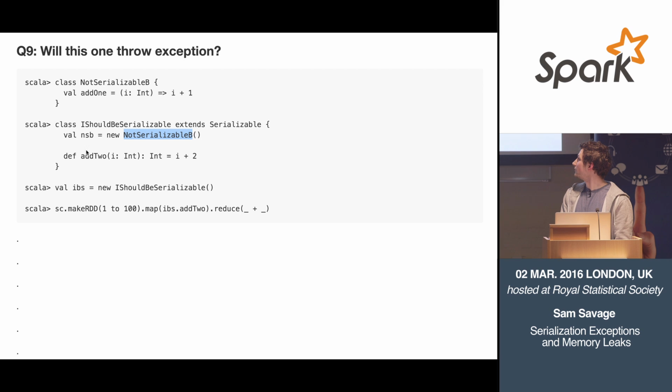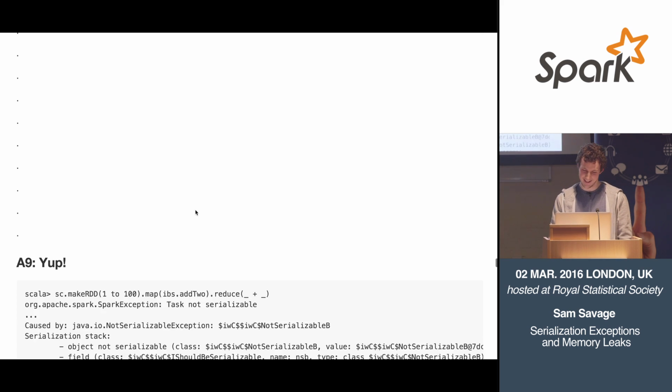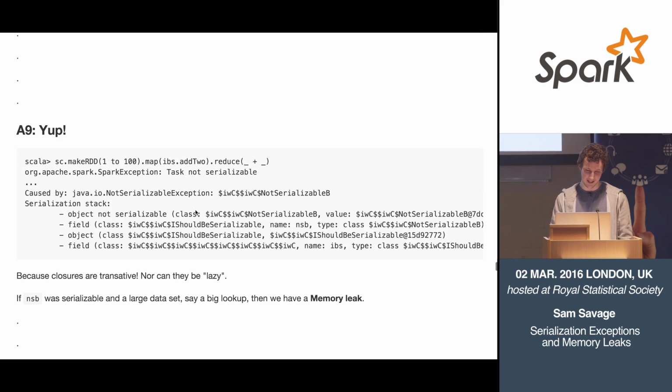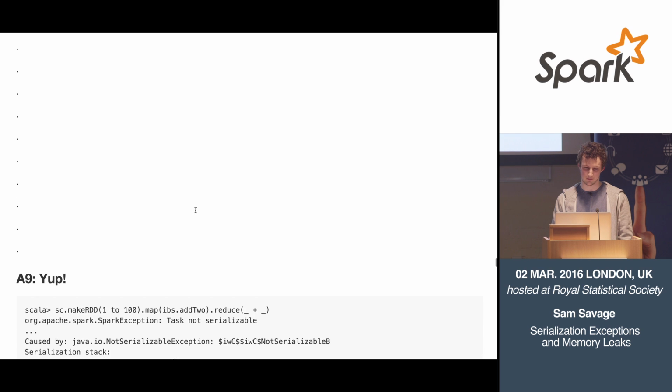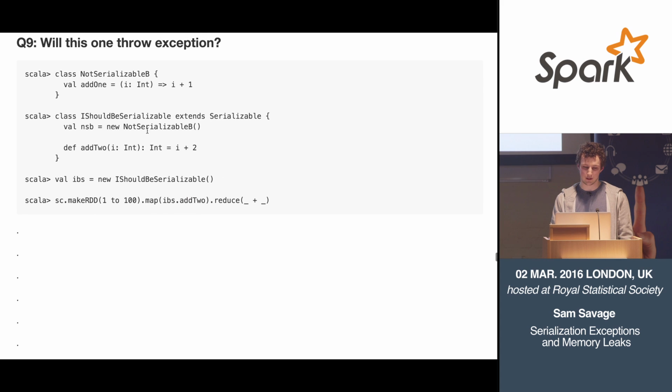We want to use add2 here. Will this one cause a serialization exception? Okay. So, yeah, this one does cause a serialization exception. That's because they're transitive. So we had to close over this thing, which means we needed everything in here, which includes this, which is not serializable.